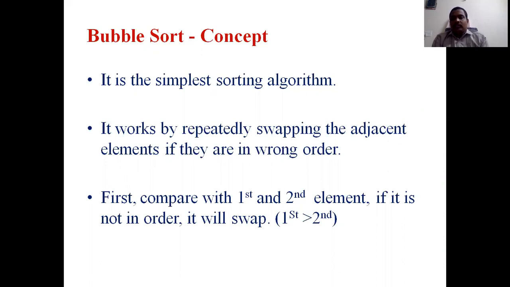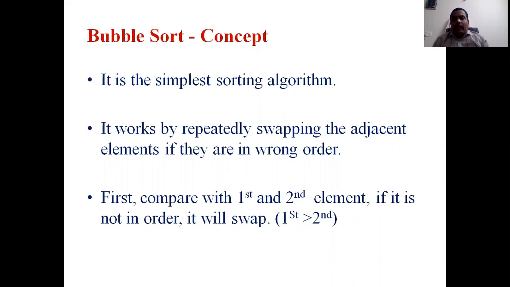What is bubble sort? It's a simple sorting algorithm. It works by repeatedly swapping adjacent elements if they are in the wrong order. What are adjacent elements? Neighbor elements. If 5 elements are there, it means first and second, second and third, third and fourth, fourth and fifth.